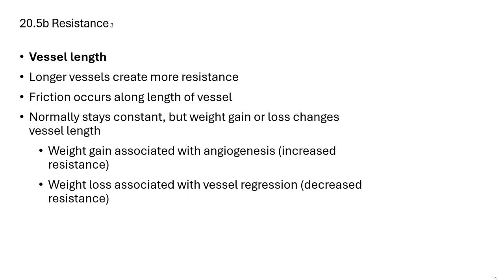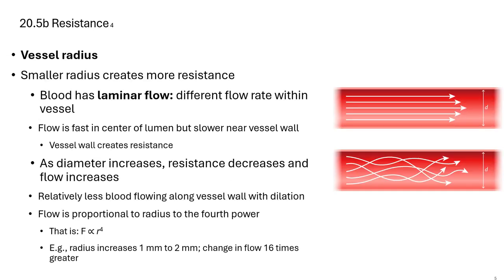If you lose weight and you have less adipose tissue, and thus less blood supply servicing that adipose tissue, then you're going to have the exact opposite. Vessel regression, meaning the vessels disappear, decreases the total length of all of your blood vessels, decreasing the resistance. So: viscosity, vessel length, and then vessel radius.